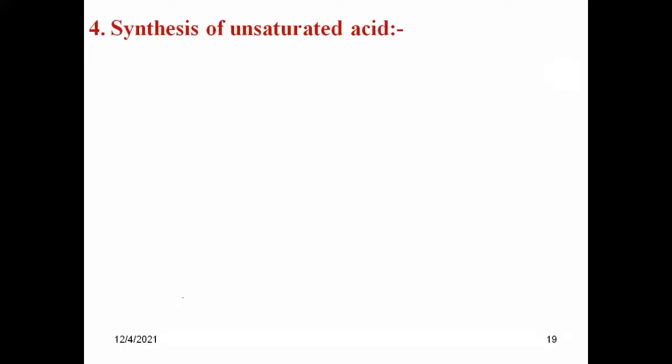What is meant by unsaturated? Suppose a carboxylic acid has a carbon-carbon double bond. If there is a C double bond C, then that compound is called an unsaturated carboxylic acid. Now let us see the reaction.